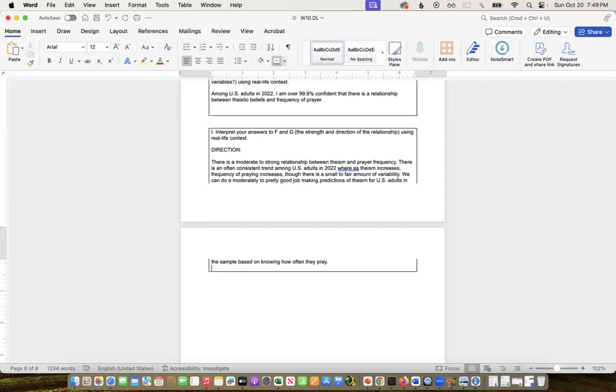But there's still some variation, right? So people might have the same theistic beliefs and one prays more, one prays less. People might pray the same amount and one believes, one doesn't believe, etc. So there's still some variation, but overall there's this general trend that we can see from this correlation coefficient. And we know its direction and its strength, which is going to, again, be how good we can do at making predictions, how well it converges into that common linear pattern.